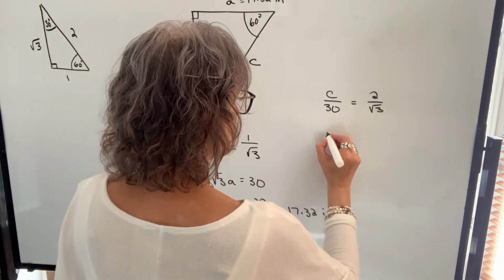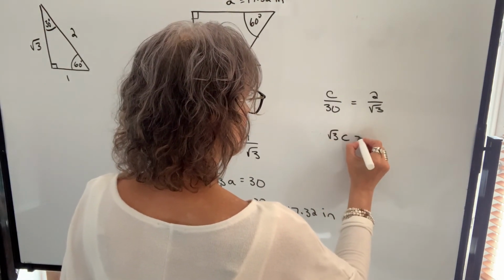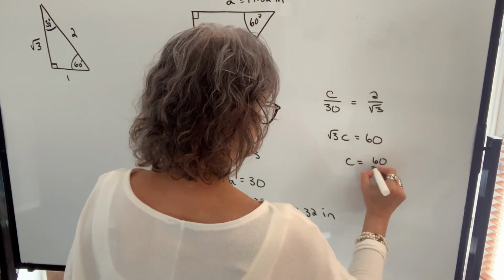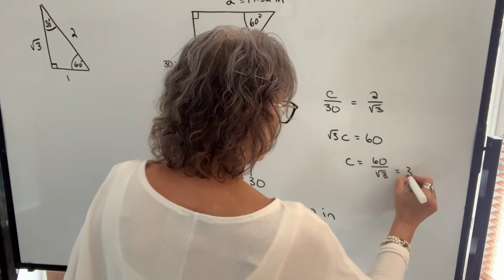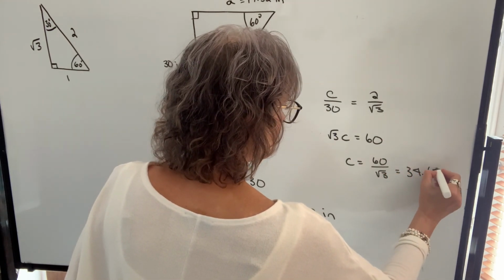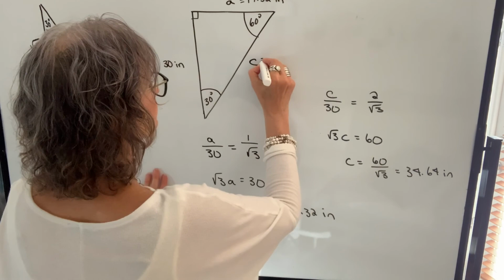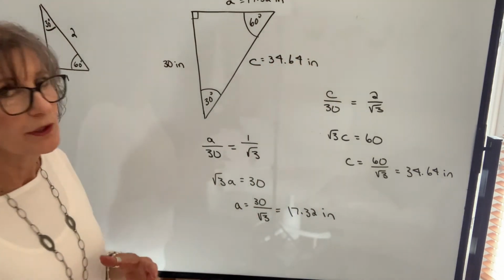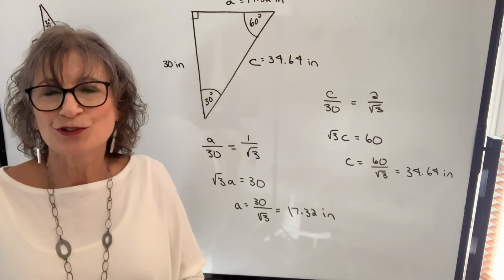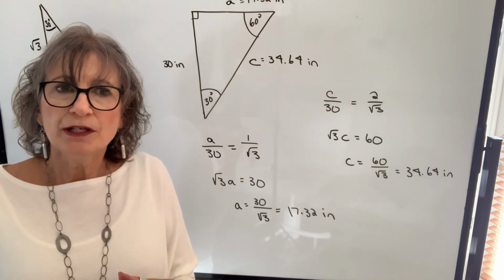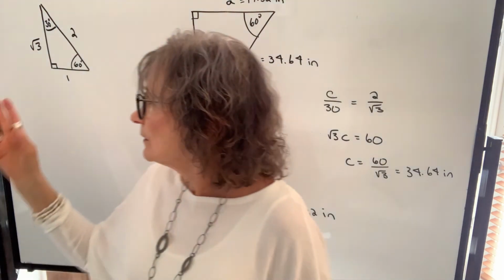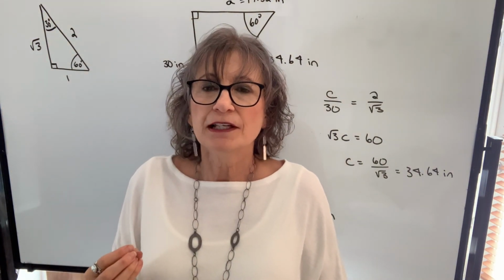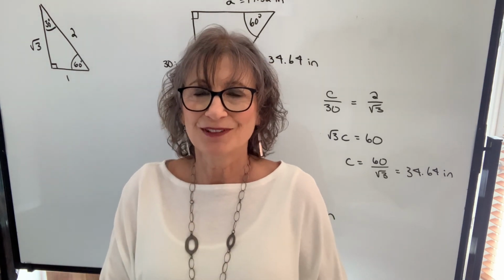Cross multiply, so root 3 times C will equal 60. Divide by root 3, and we will get 34.64 inches. So either method is fine, it's personal preference. But knowing the special relationship between the sides in a 30, 60, 90-degree triangle allows you to find any other 2 sides when you know just one side of the triangle.